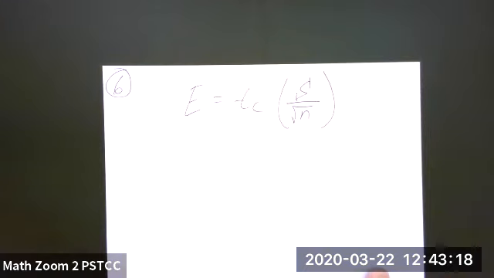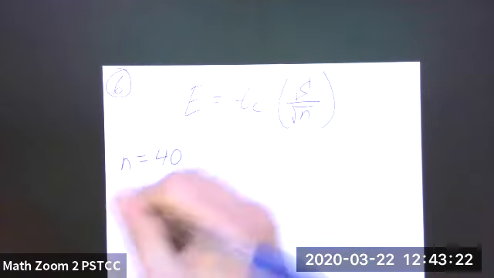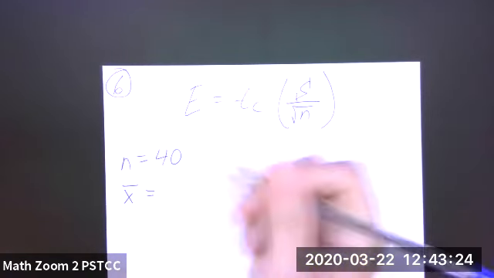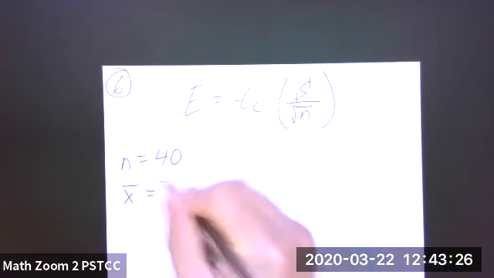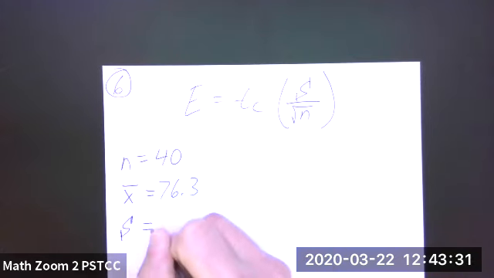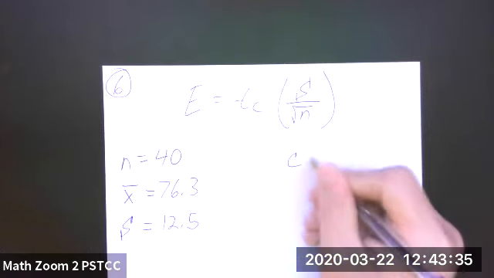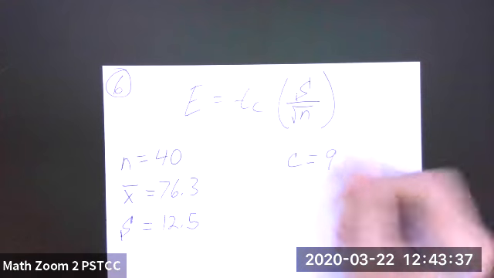In this problem, the sample size was 40. The sample mean heart rate was 76.3. Sample standard deviation is 12.5. Confidence level this time is 95%.